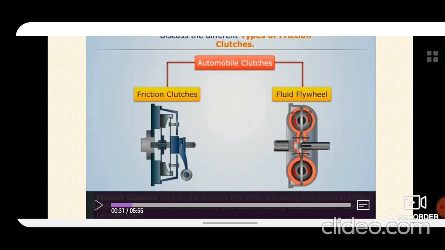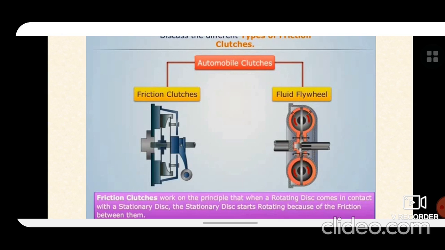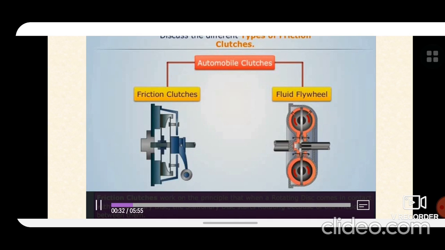To discuss friction clutches, which we have already covered, it works on the principle that when a rotating disc comes in contact with the stationary disc, the stationary disc starts rotating because of the friction between them. So here between the friction plates, friction force is generated when it is connected with the flywheel as well as the pressure plate.